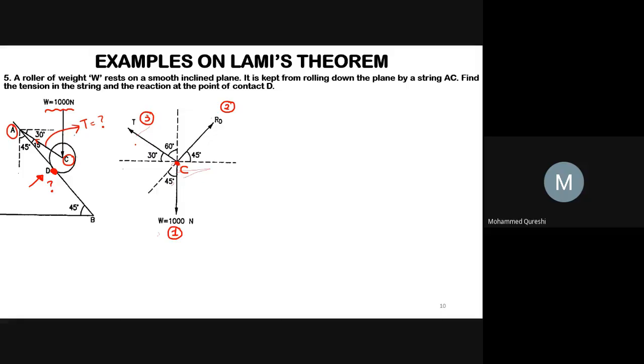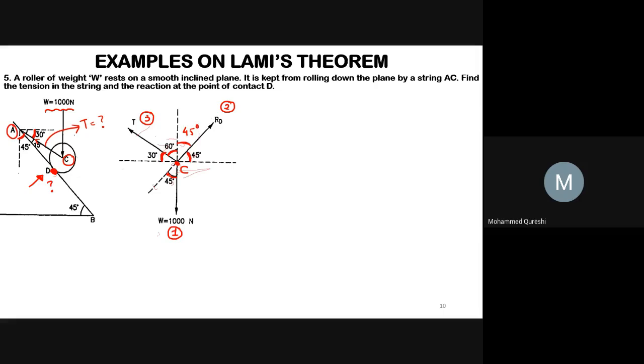Now we will go for the angles. As the tension is making an angle 30 degree with the horizontal axis, this will be your 30 degree, and the remaining angle will be 60 degree, 90 minus 30 equals 60 degree. The surface D is making an angle 45 degree with the vertical axis, so this will be your 45 with the vertical axis, and hence the remaining angle will be 45 degree. So here also it will be your 45 degree. All the angles have been denoted by us.